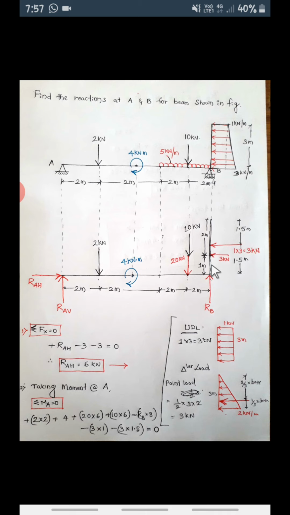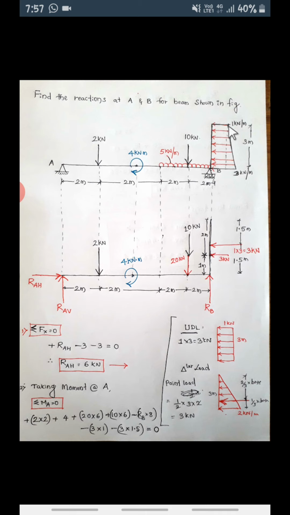Okay, from B it is again 1.5 meter. So this is a 3 kilonewton point load converting this UDL. Now what is remaining now? This UDL is gone now. Now consider this triangle. Can you see this triangle now? Triangular load. See here, I have drawn a triangle. Now this one is already gone.